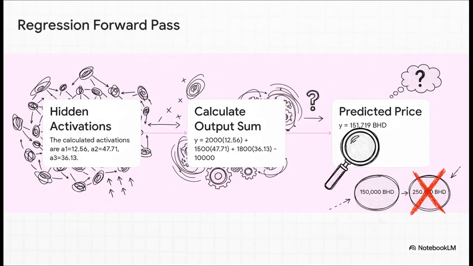We run the same forward pass calculation again. The data for the house goes through the hidden layer, we get our 3 activation numbers, and those then feed into the final output neuron. The final predicted price it spits out is 151,719 BHD. Now, hold on. The true price was 250,000. So why is our prediction so far off? Well, it's because we started with completely random weights. The network hasn't actually learned anything yet. It's just making its first wild guess.